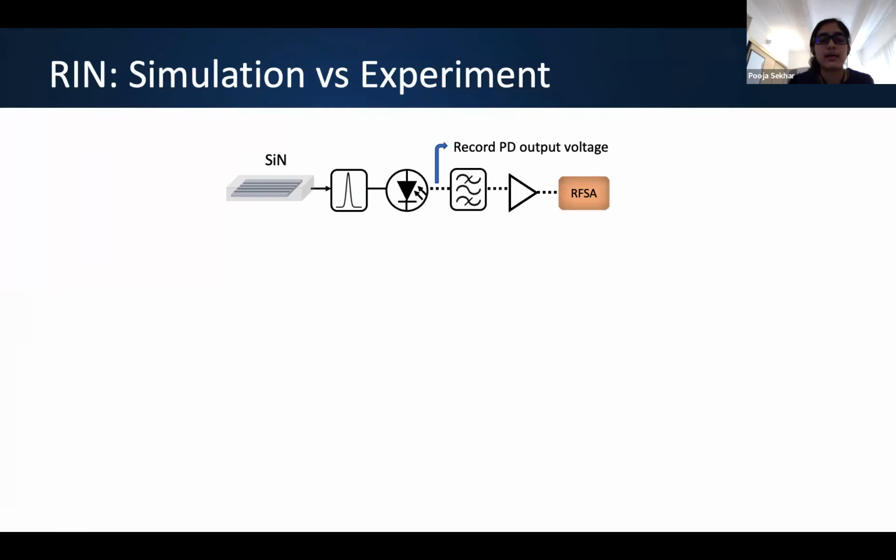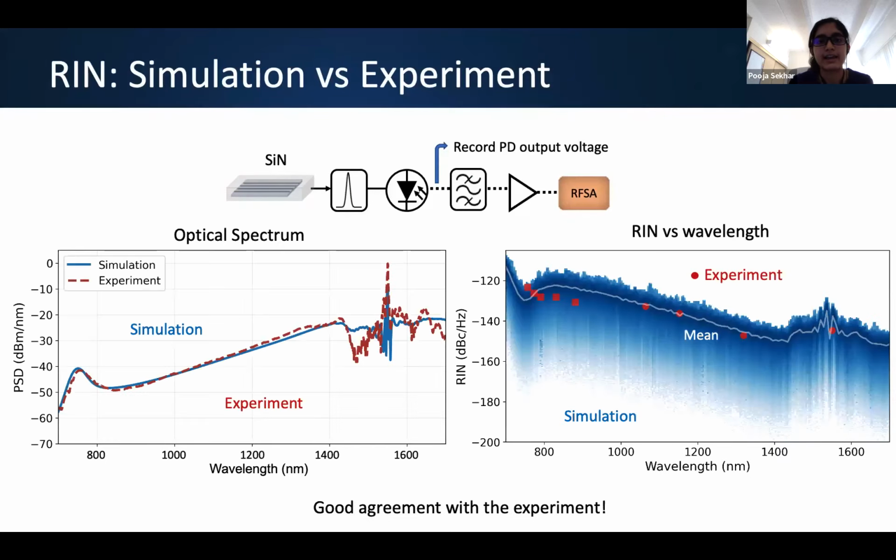We also tried measuring this wavelength-dependent relative intensity noise experimentally and compared it with our simulation results. The experimental results are given by these red markers, as shown on this right-hand side plot. And the simulation results are given by this blue trace, and its average is given by this white trace. And both of them show good agreement, which validates that our noise model actually predicts how the intensity noise grows during the supercontinuum generation process.